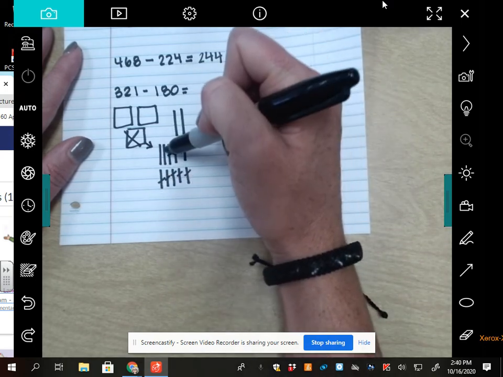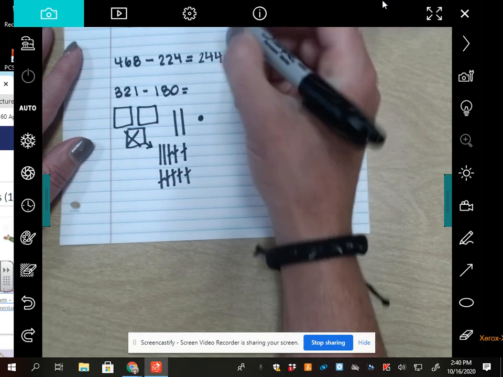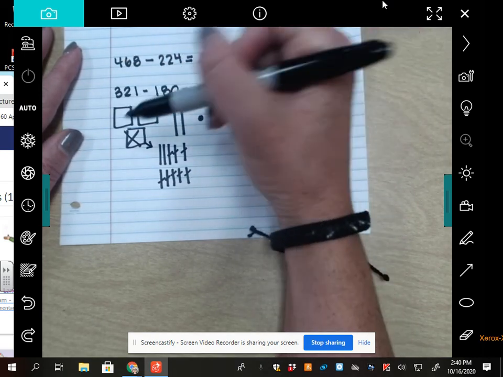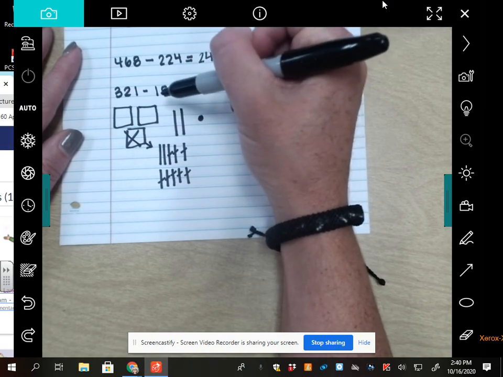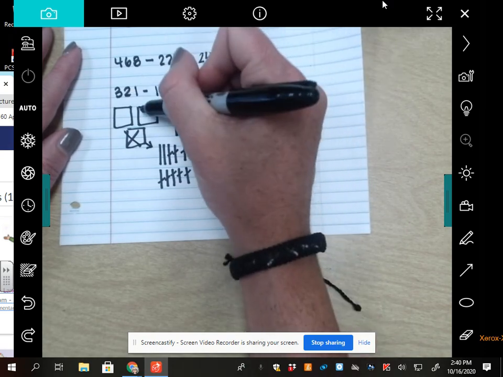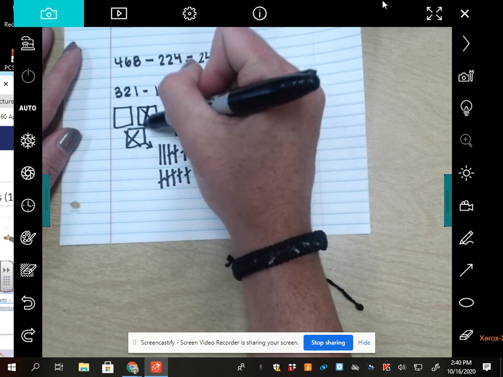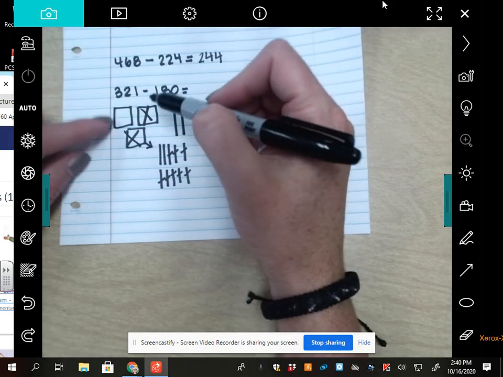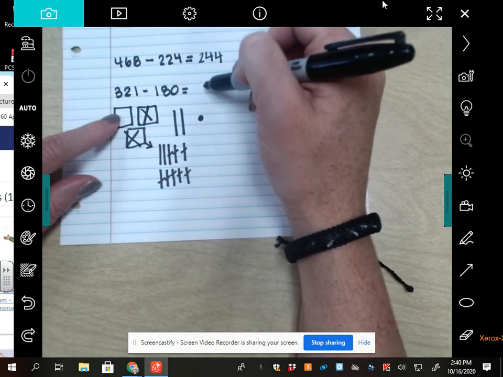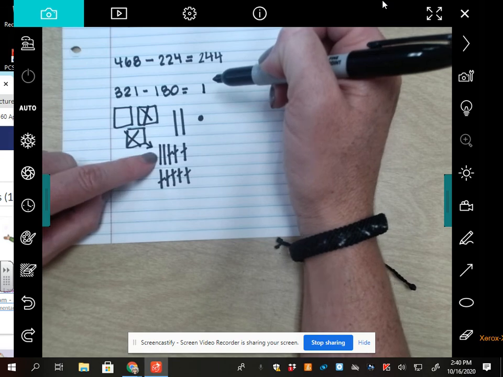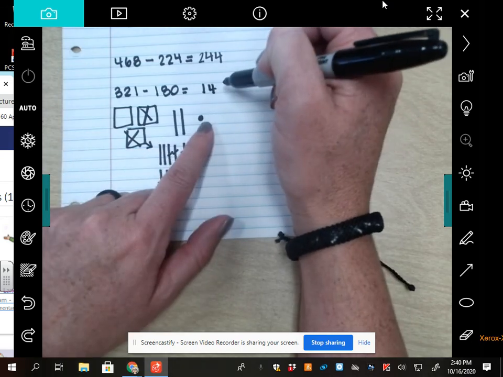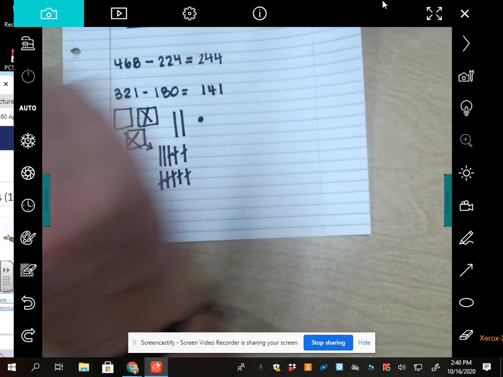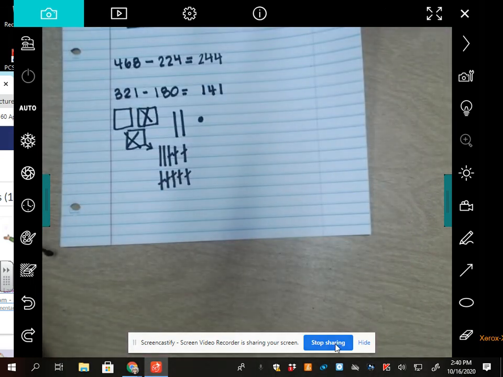How many tens does that leave me with? 1, 2, 3, 4. Okay. And then how many hundreds do I have left? Or I'm sorry, how many hundreds do I need to take away? I need to take away one of those hundreds because there's that one there for me to take away. And then we need to see what we have left. We have 100. We have our 4 tens. And we have 1 one left. And that gives us our answer. That's how we add and subtract using base 10 blocks.